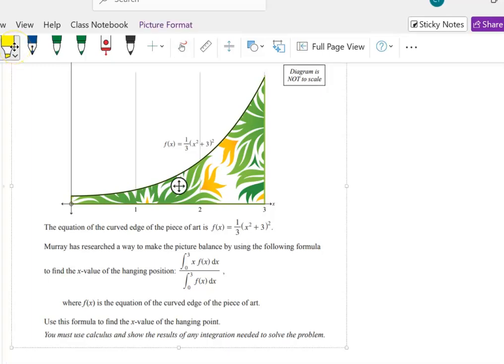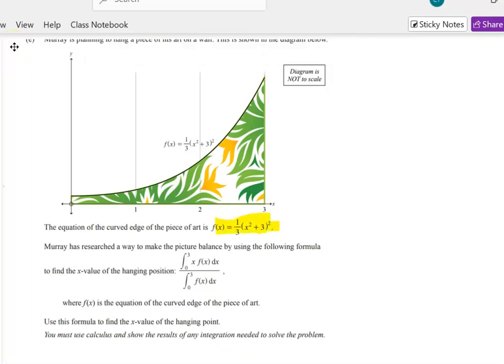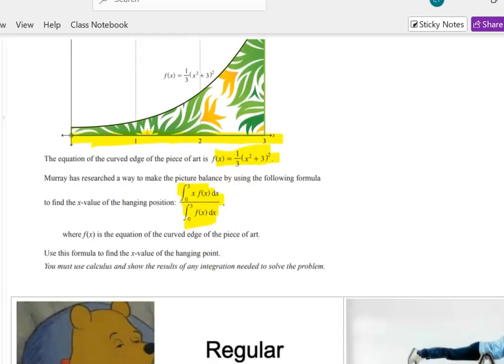Murray has researched a way to make the picture balance by using the following formula to find the x value of the hanging position. So this is what we've got to work out here. It's one of those excellence questions where it's extremely clear what you have to do. There are two integrations, one in the numerator, one in the denominator, and we just have to get on with it because we have to use that formula to find the x value of the hanging point.